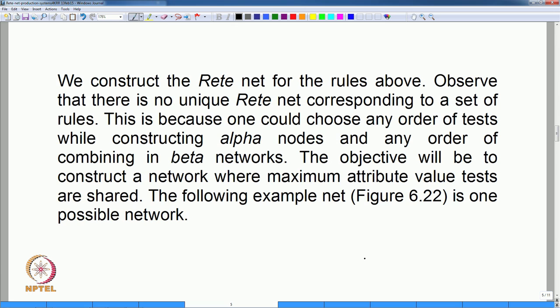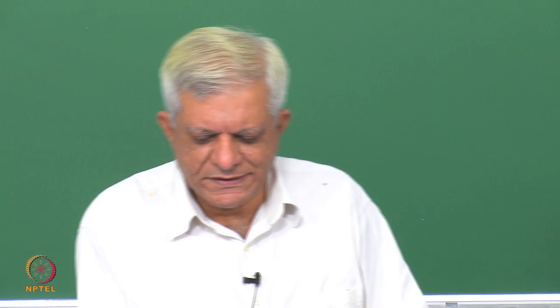So, we construct a Rete net for the rules above. This is basically something I have just copied from a book. Now, the important thing is that there is no unique Rete net corresponding to a set of rules, because essentially what you want to do is to test for various conditions, and you could test them in any particular order essentially.